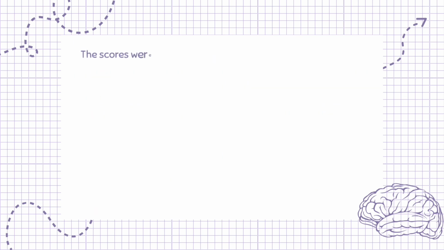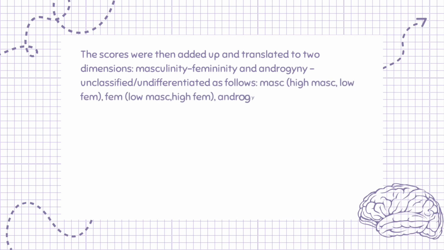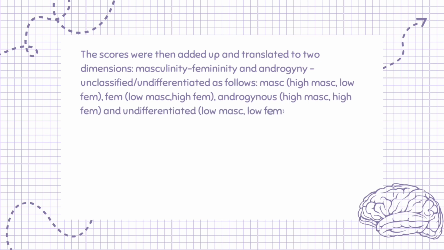The scores were then added up and translated to two dimensions, masculinity and femininity, and androgyny and undifferentiated, as follows: masculine is high masculine, low feminine; feminine is low masculine, high feminine; androgynous is high masculine, high feminine; and undifferentiated is low masculine, low feminine.